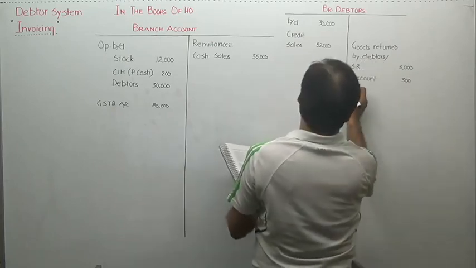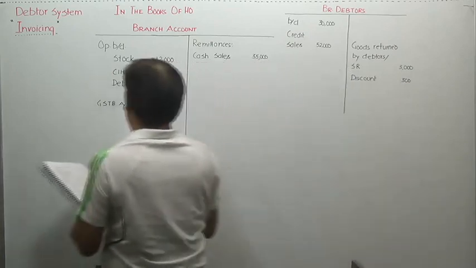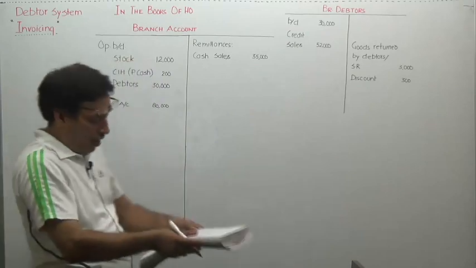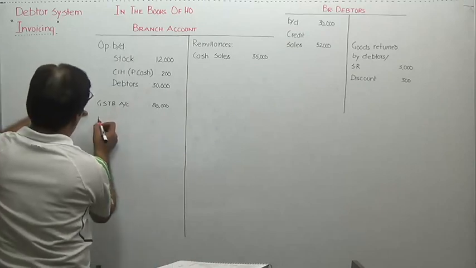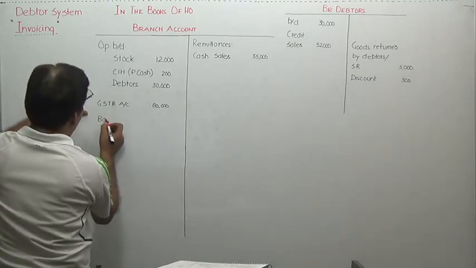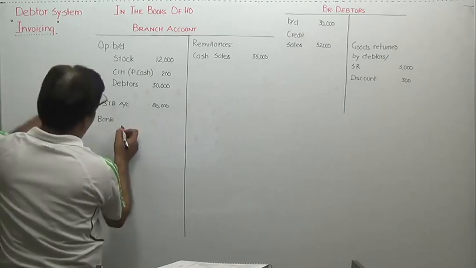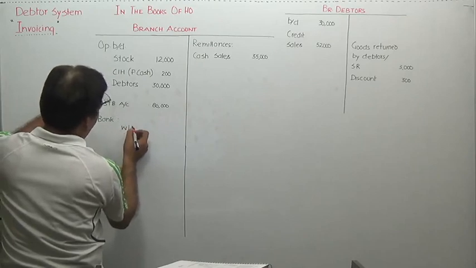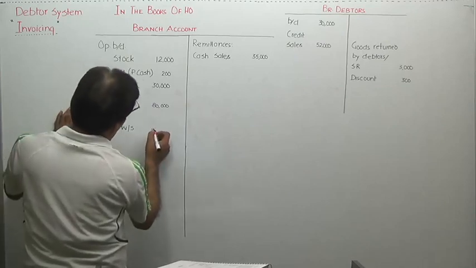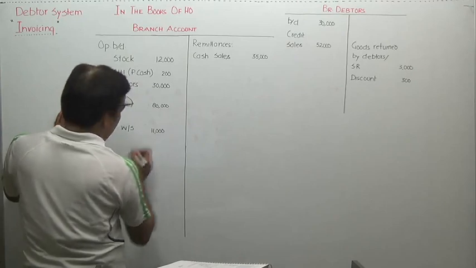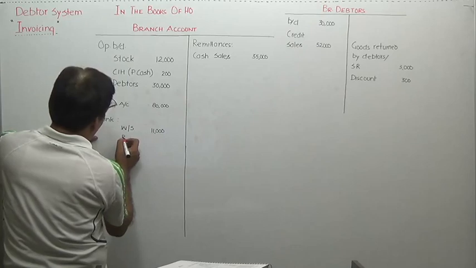Then cheques received from Jaipur. Cheques received from Jaipur means head office sent cheques to the branch to meet such expenses. So the entry will be branch account debit to bank account. Now cash or bank has been sent by head office to meet expenses in the form of wages and salaries. Wages and salaries in this case is 11,000. Then head office sent some cheques to meet rental expenses.